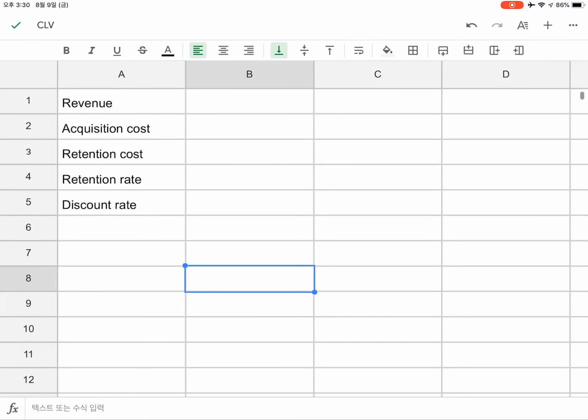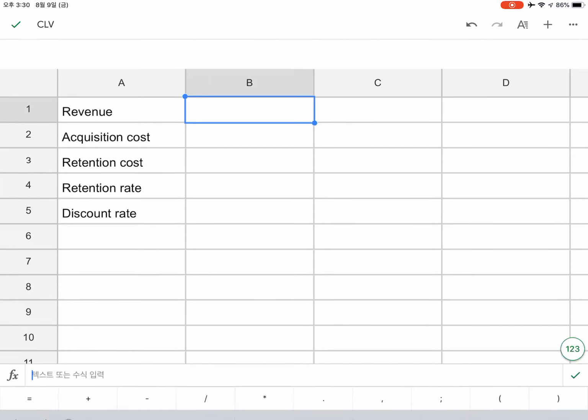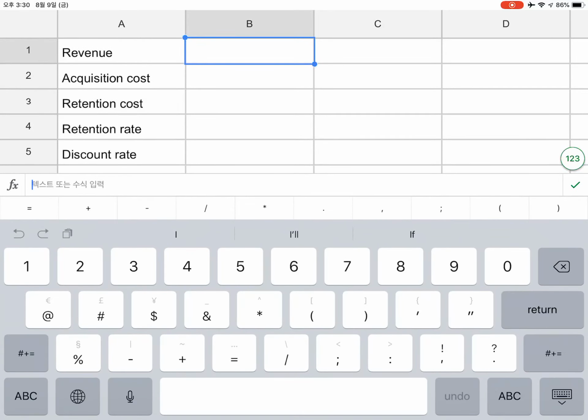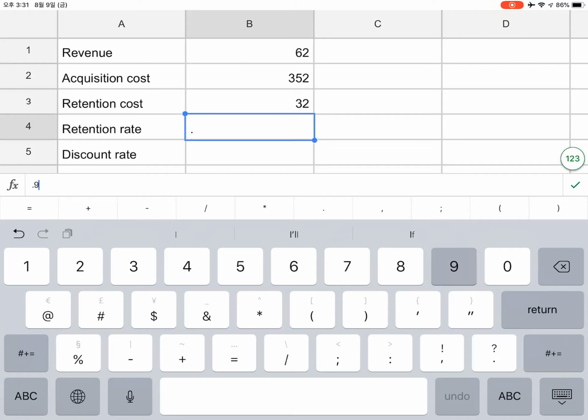So here I have prepared pre-printed revenue, acquisition cost, retention rate, and discount rate. Simply put in the numbers: revenue, $62 per month. Cost of acquisition, $352. Cost of retention, $32 per month. Retention rate was 96.7% per month. Discount rate, 1% per month, which is applied.